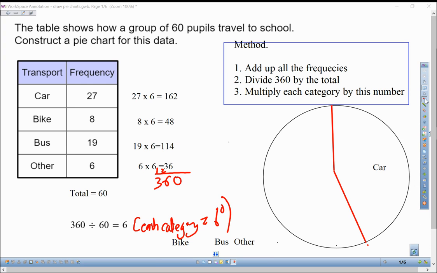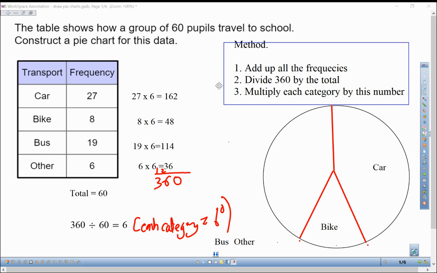So again, we get our pen. We mark in 48. There's 40. There's 50. So about there. We drag our protractor out of the way, and we fill in our line from the center out to the last point we've drawn. There we go, about there. And we take in the category, which for 48 was bike, and we put it in.